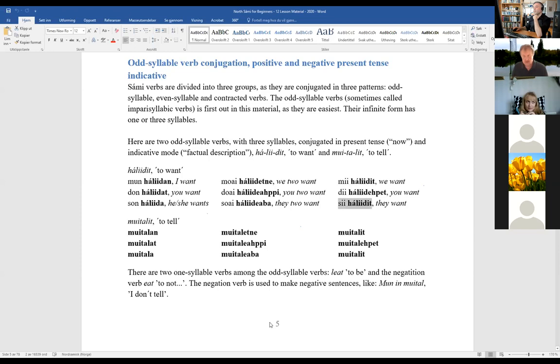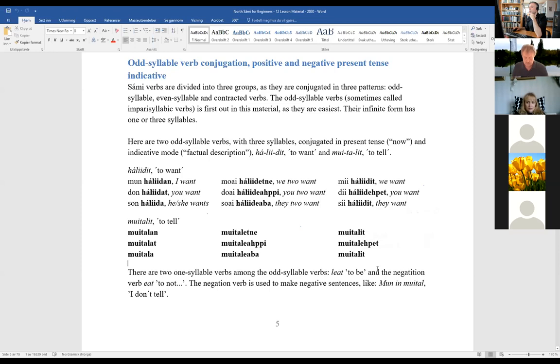And if you look here at the end of these, if you take another verb, muhtalit, another verb with three syllables in the infinitive form, it's working in the same way. So mon muhtalan, I tell, or just muhtalan, because the mon is already in the ending there. Muhtalat, muhtala, he tells. Muhtaletne, we tell, the two of us. Muhtalehpi, you tell. Muhtalepa, those two tell a story. Muhtalit, we tell. Muhtalehpet, you tell. Muhtalit, they tell.